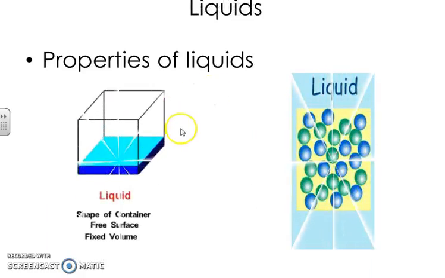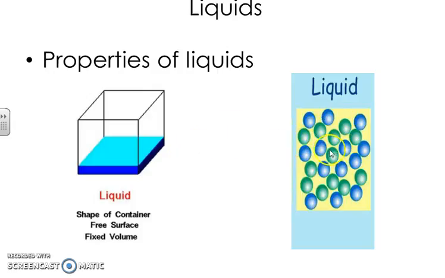Liquids. Some properties of liquids are that they take the shape of whatever their container is. They have a fixed volume. This is the reason we can measure volume in a graduated cylinder. But they also have a fixed surface, or free surface, not supported by the container. So there's always what we consider to be the surface of the liquid.